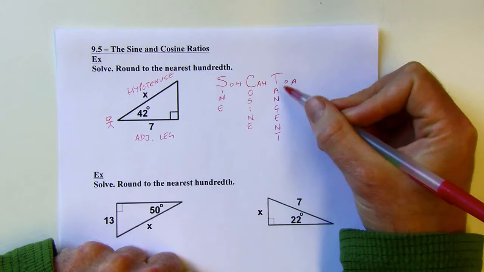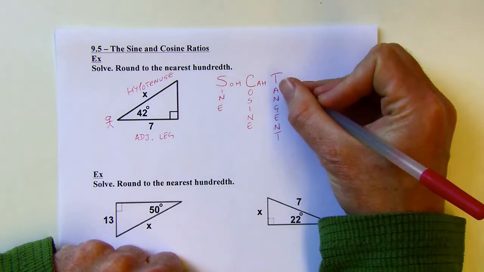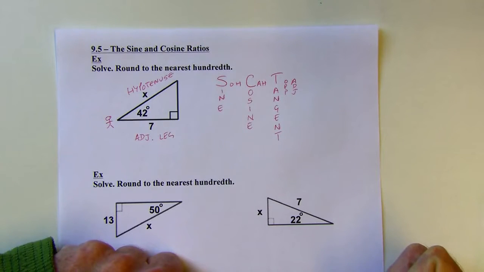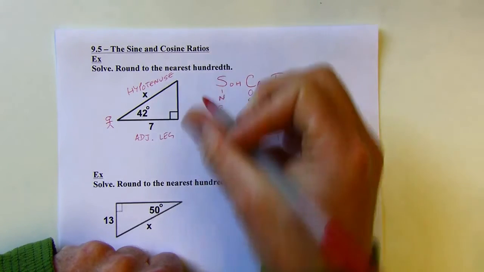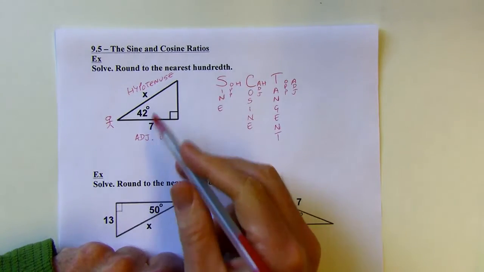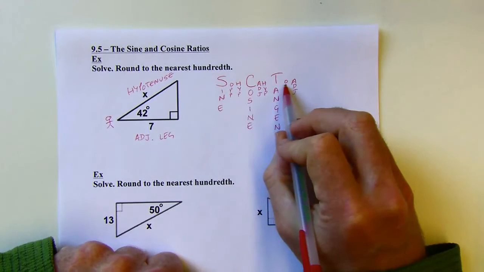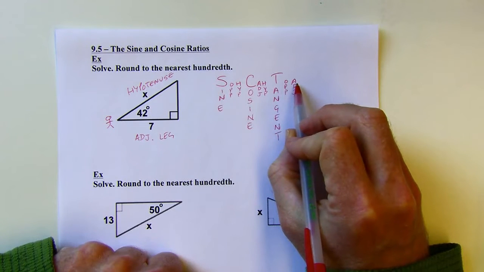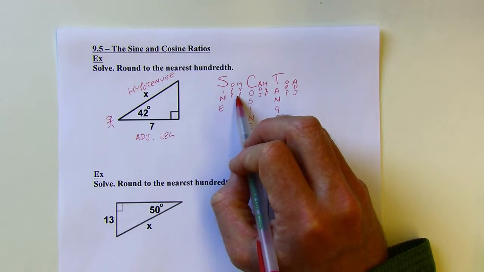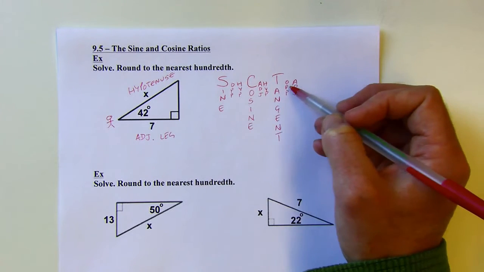The tangent ratio was opposite leg over adjacent leg. That's what the O and the A are for. I'm just going to do little abbreviations here, because I don't want to write that all out. You can probably figure out the O and the A are still going to be opposite and adjacent on these. The H is for hypotenuse. It's really nice with this because the first letter is the numerator, second letter is the denominator. So the sine ratio is opposite leg over hypotenuse. Cosine will be adjacent leg over hypotenuse. And we already knew tangent is opposite leg over adjacent.